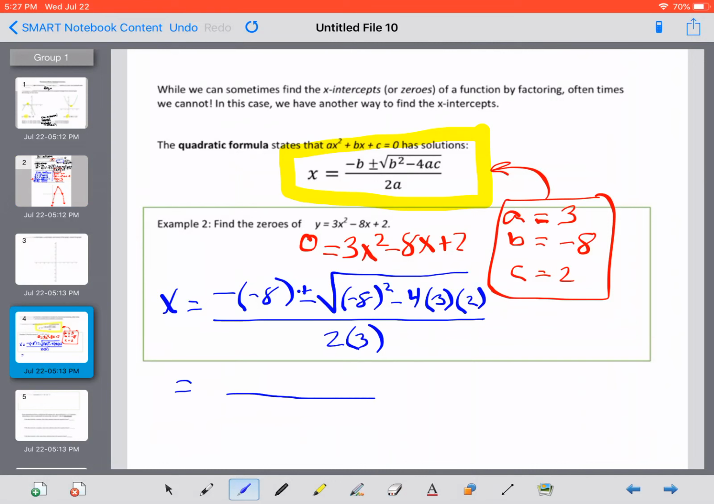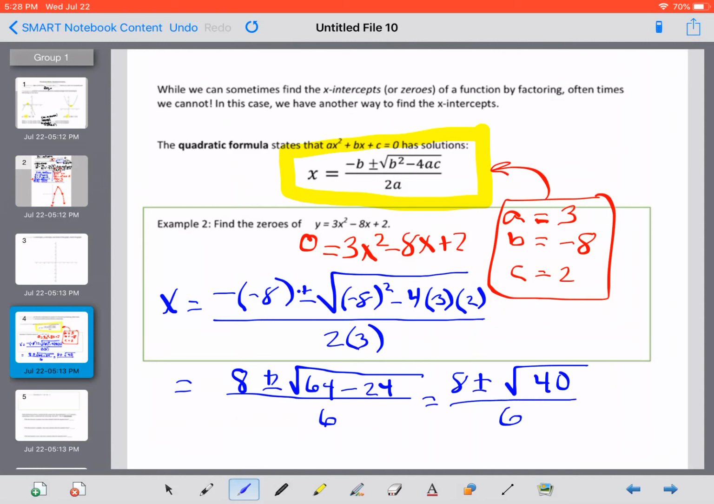I can simplify this further. The opposite of negative 8 would be positive 8, plus or minus the square root of negative 8 squared, which is 64, minus 4 times 3 times 2, which is 24, all divided by 2 times 3, which is 6. Okay, can I simplify this any further? Sure. We'd have 8 plus or minus the square root of 64 minus 24. That's going to be the square root of 40 divided by 6.